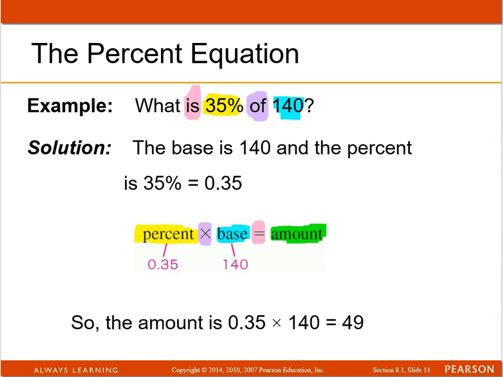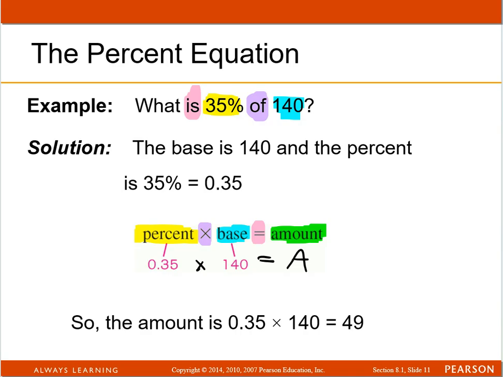This is my, I guess you could call this my X. So actually I shouldn't use X because that looks like a multiplication sign. How about we just use capital A for amount? So it's 0.35 times 140 equals A. So you just multiply. And the answer is 49.